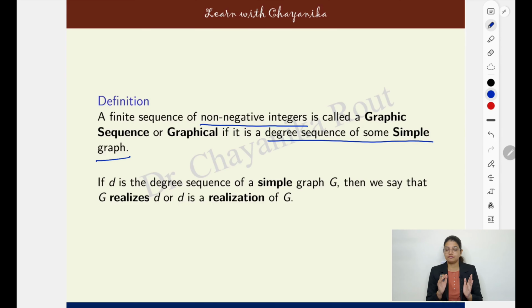And in case we have D as a graphic sequence, then we use this particular phrase that the graph G realizes D or D is a realization of G. So if D is a graphic sequence, that is, a simple graph, suppose G, can be created with this sequence D as its degree sequence, then we say D is a realization of the graph G or the graph G realizes the sequence D. That is a phrase, you can remember it in that way.